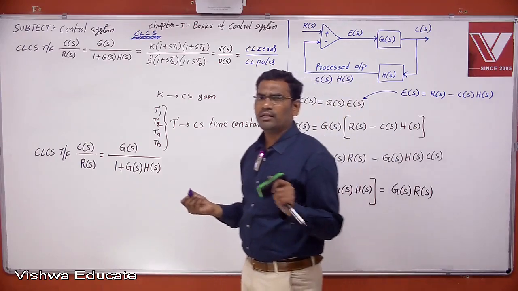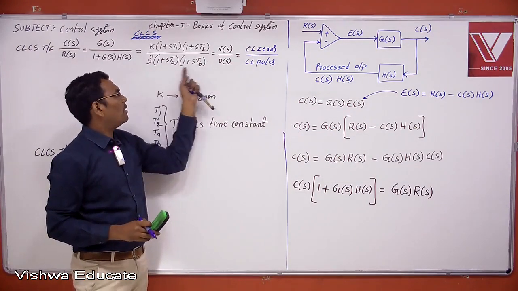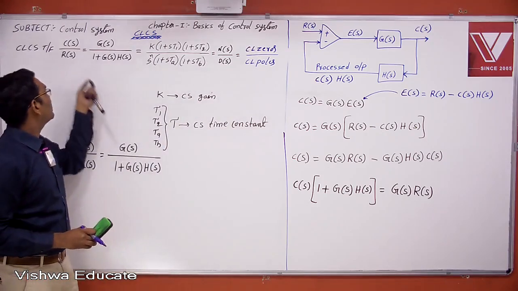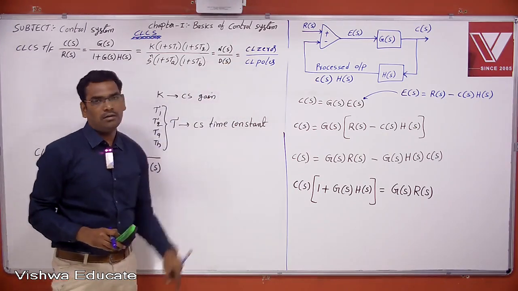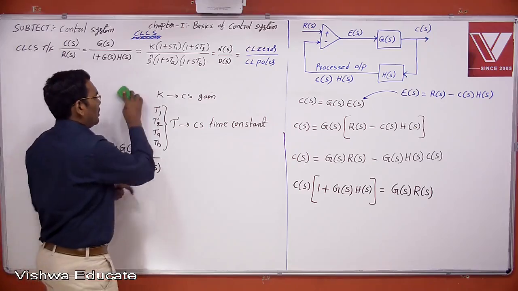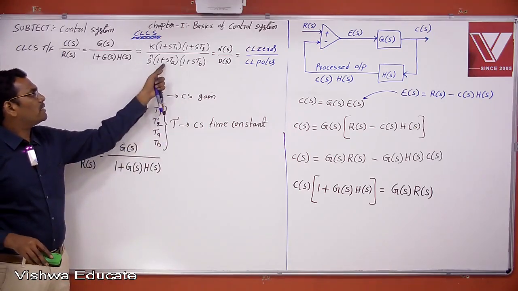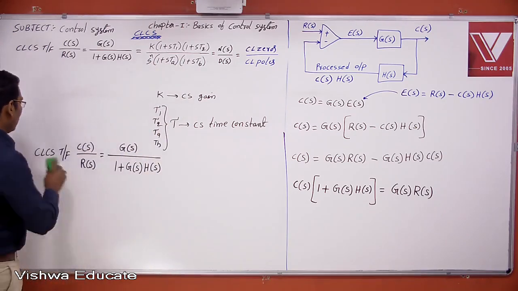The definition and everything will be the same. All the numerator polynomial roots are called zeros. All the denominator polynomial roots are called poles. But this is a closed loop control system. Therefore, this is closed loop zero and this is closed loop pole. Therefore, now K is the closed loop control system gain, where T1, T2, TA and all these are closed loop control system time constants.